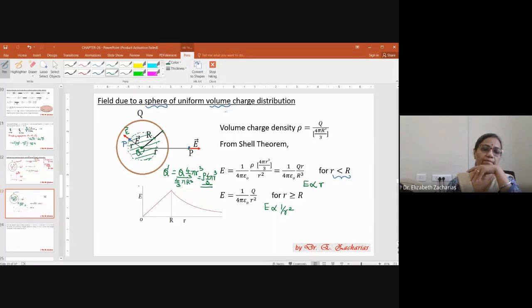So let's plot it. You can see that E equals 1 by 4 pi epsilon naught Q small r by capital R cube. So when small r equals 0, the electric field is 0. That means at the center, the electric field is 0. After that, it is proportional to r, that's why it's passing through the origin. And once you reach here, outside the shell, that is for small r greater than or equal to capital R, it is proportional to 1 by r squared.